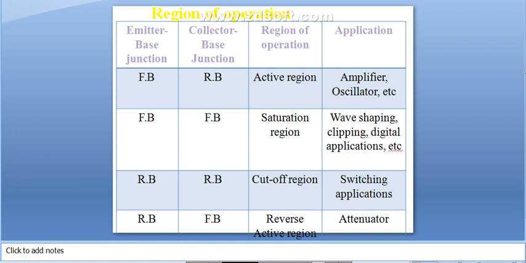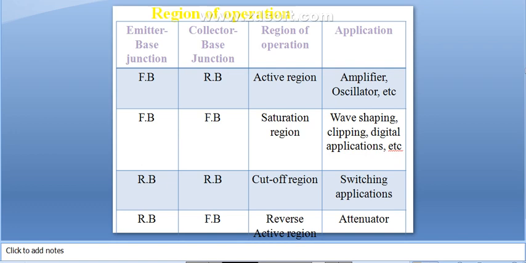Second one is, if the 2 junctions are in forward bias, the emitter base junction is forward biased and the collector base junction is also forward biased, then the transistor is operated in the saturation region. In this region, the transistor is used in wave shaping and clipping circuits.